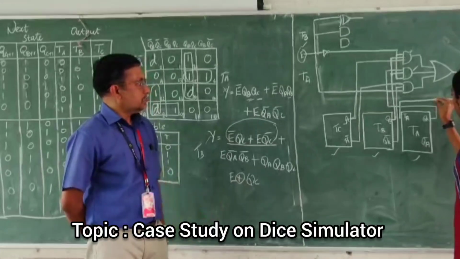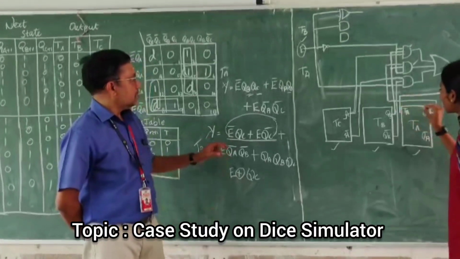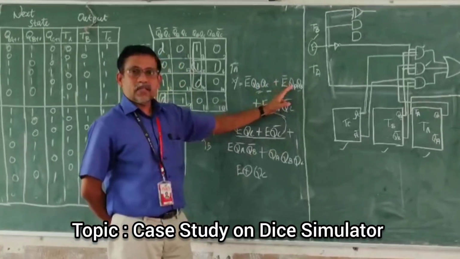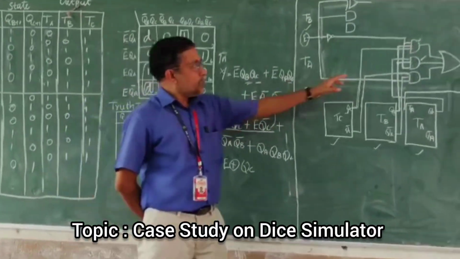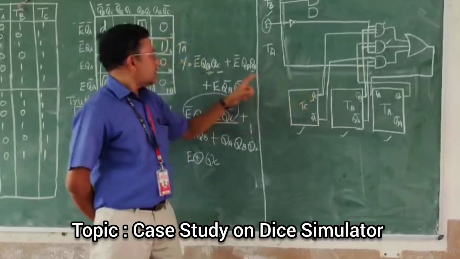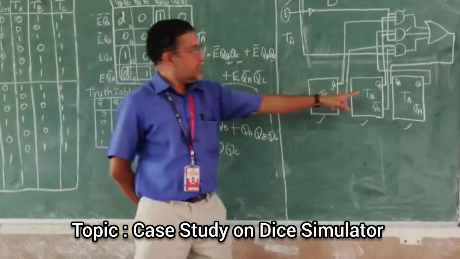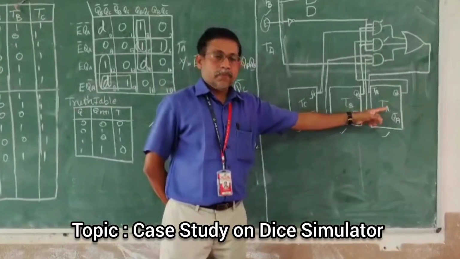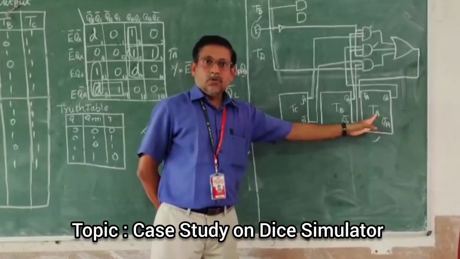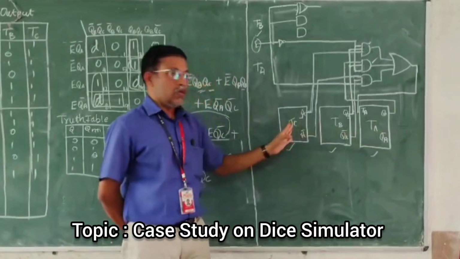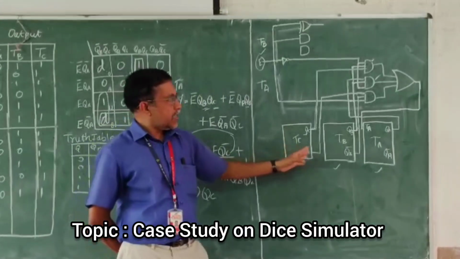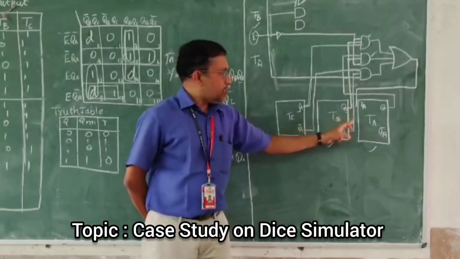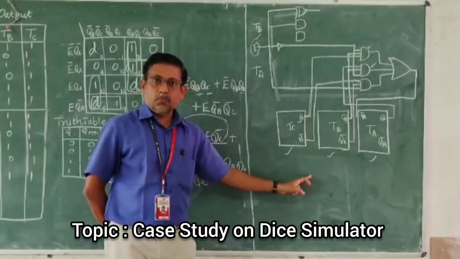The output goes to TA. As per this expression, three AND gates come into the picture, and the outputs of the three AND gates are connected to an OR gate, whereas the output of the OR gate is connected to TA. This is the input of the A flip-flop. TA is the most significant bit, and this is the least significant bit. The output is taken from TA: QA is the first output, QB is the second output, and QC is the third output.